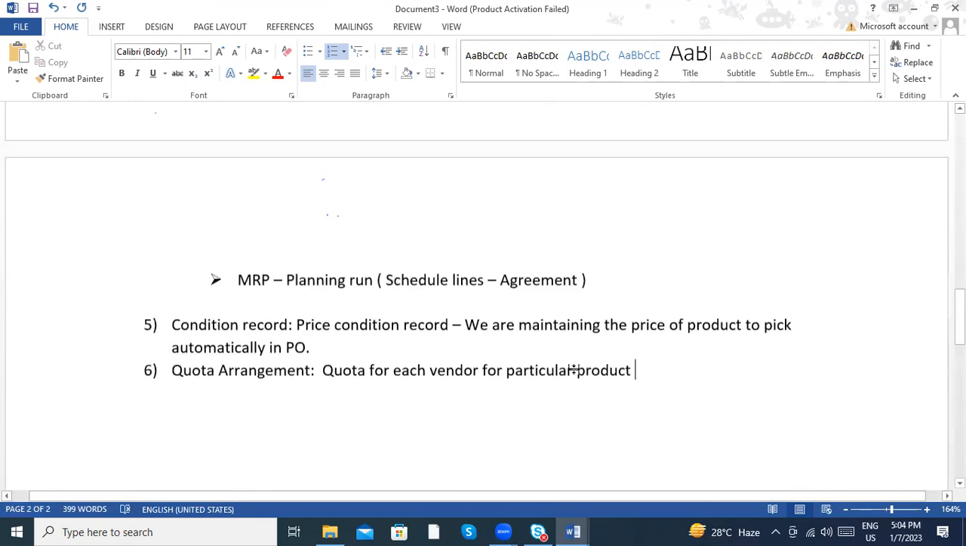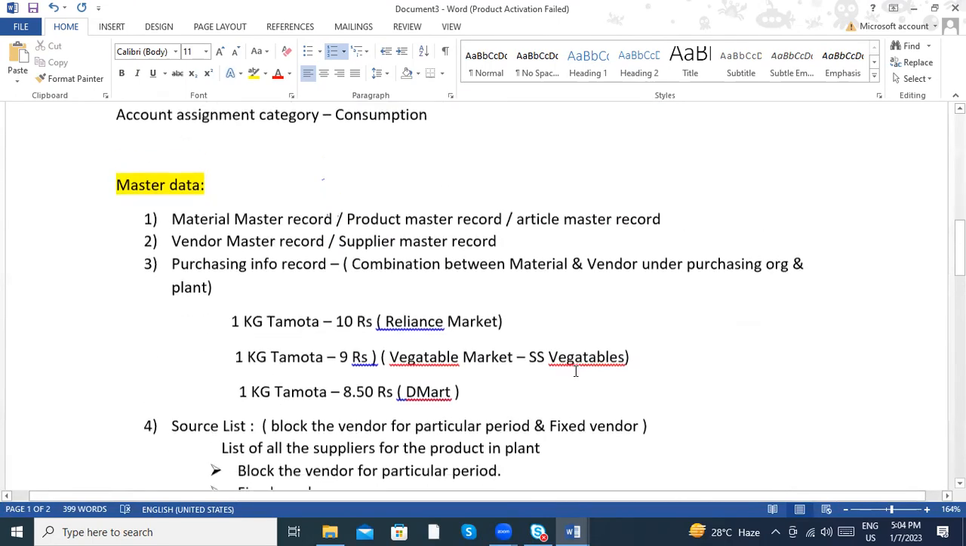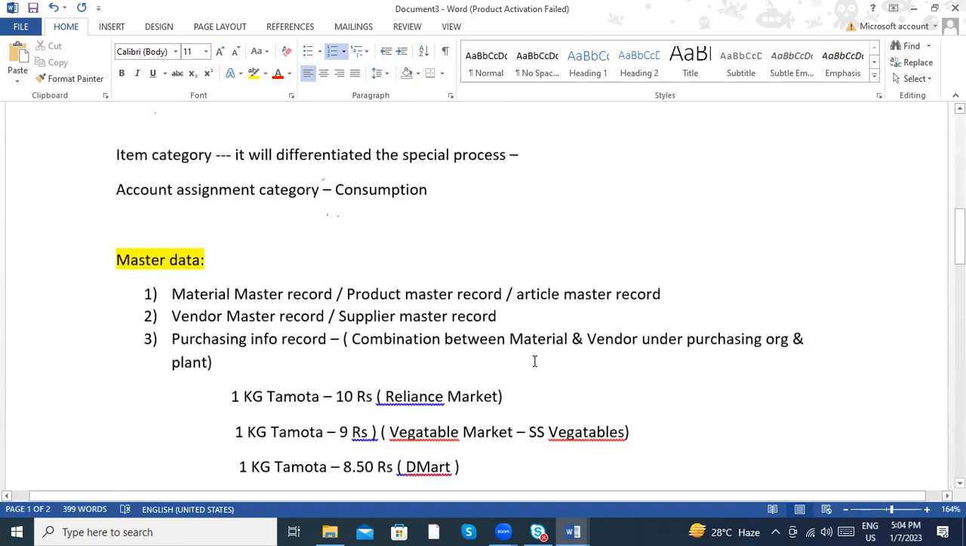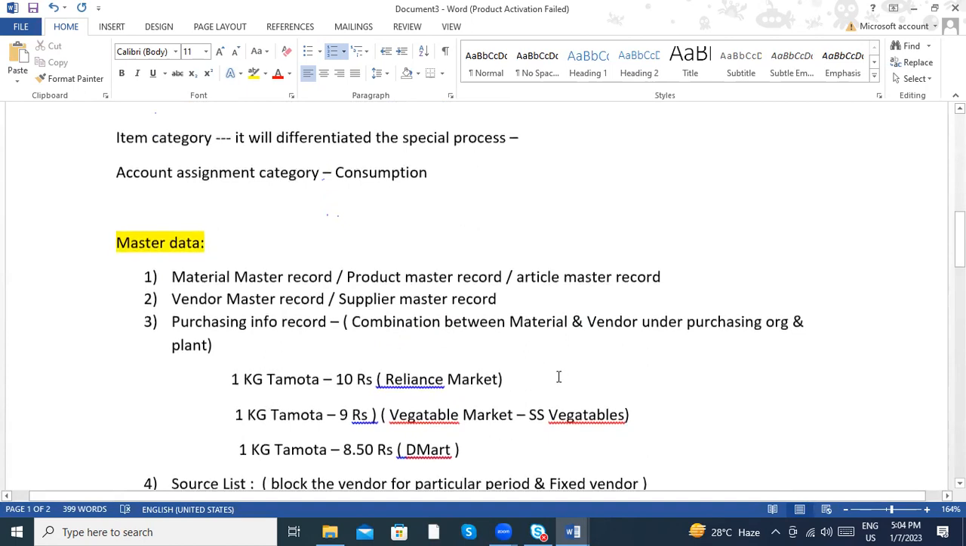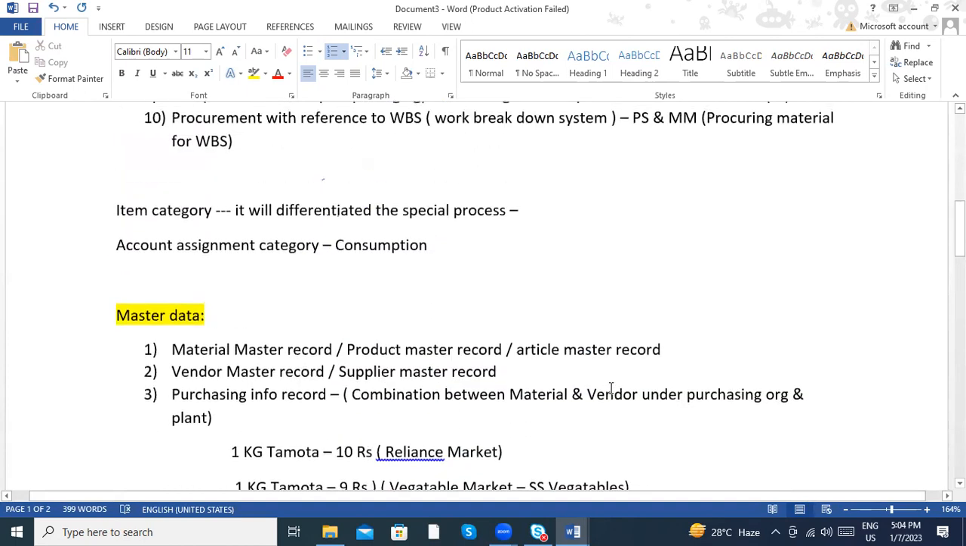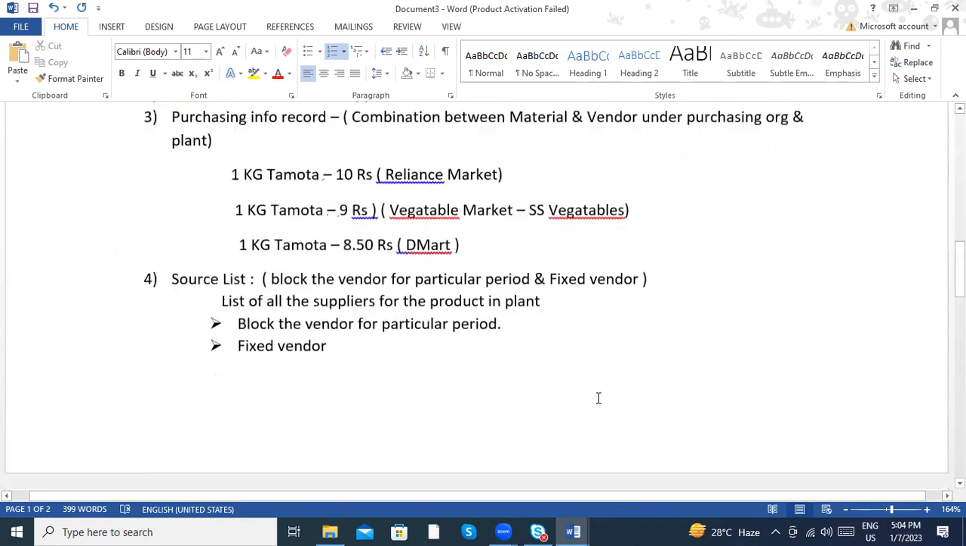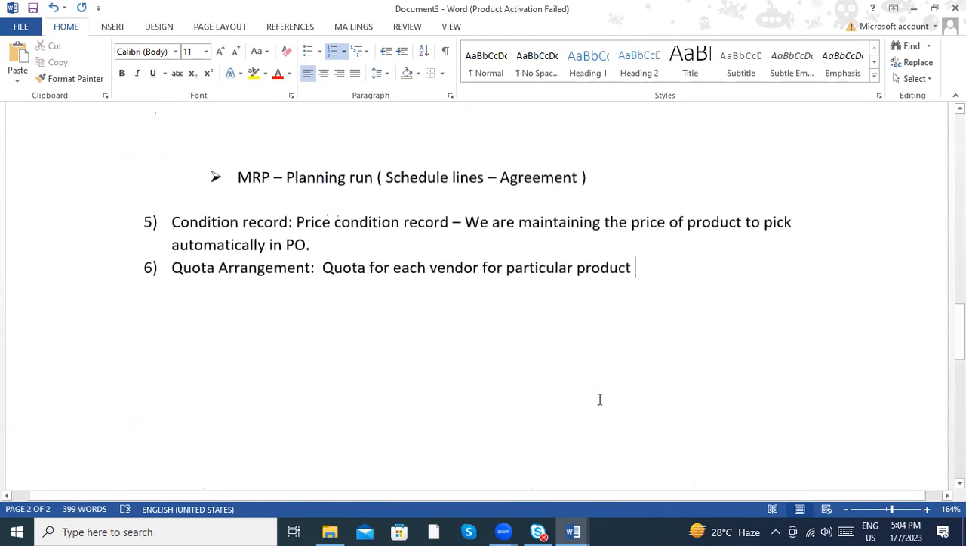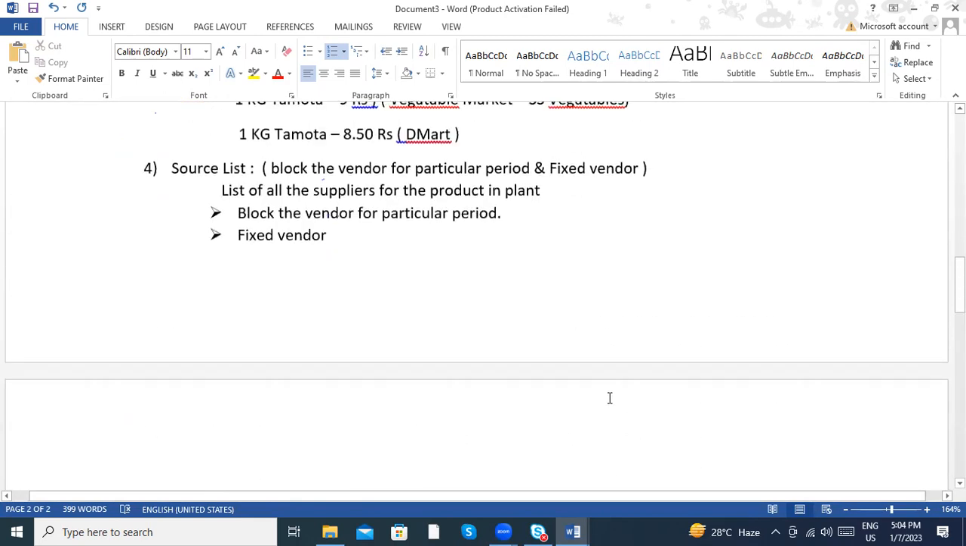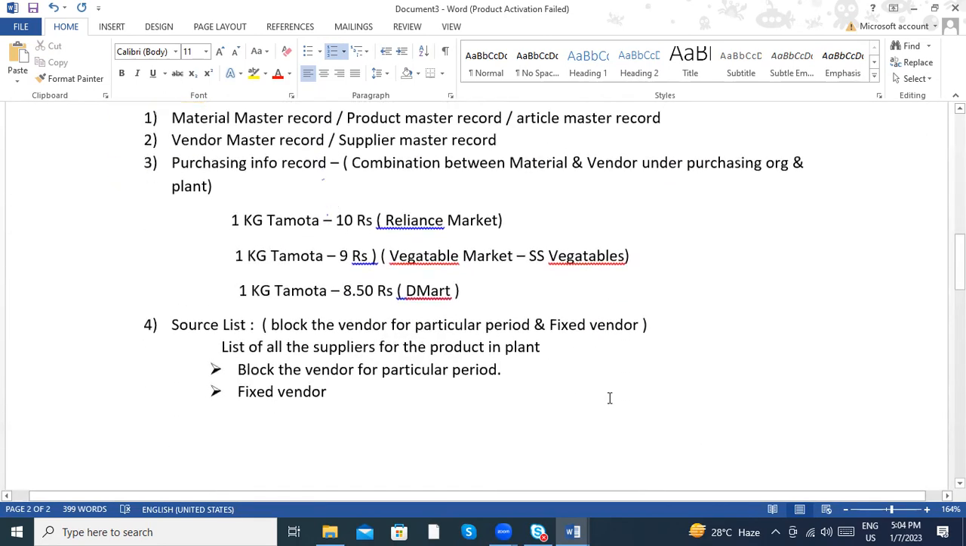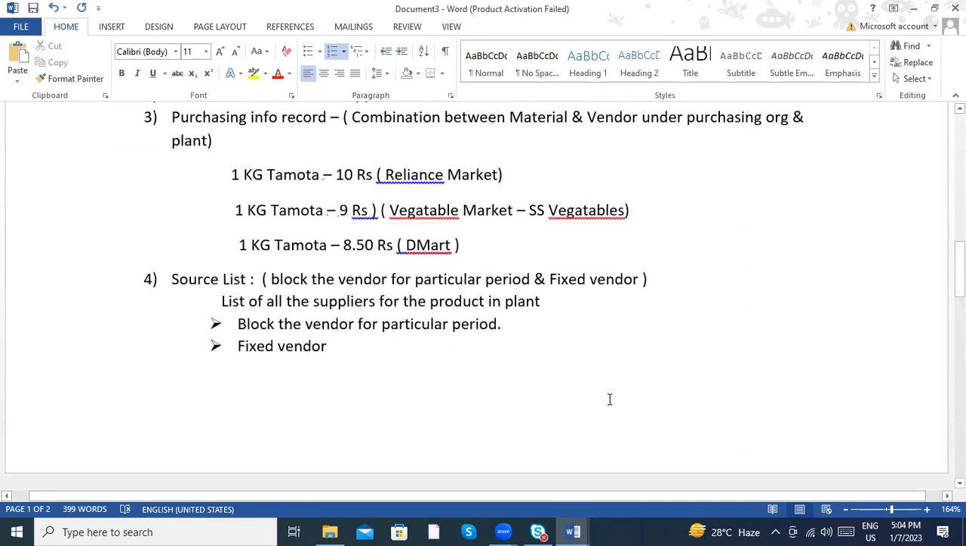So these are the major master data. Every area has its own master data. Coming from the MM point of view, we have the material master card, vendor master card, purchase info record, source list, condition records, and quota arrangement. So these are all the records. Clear?